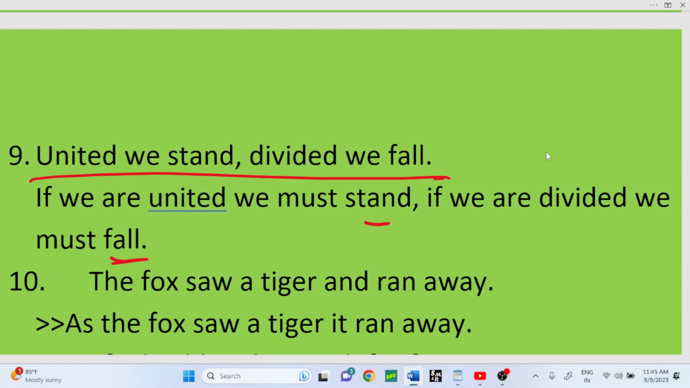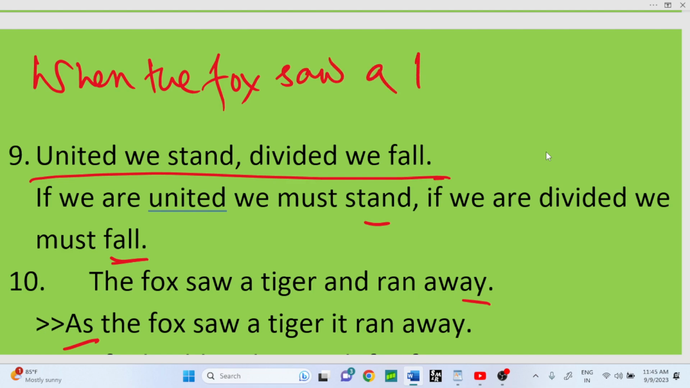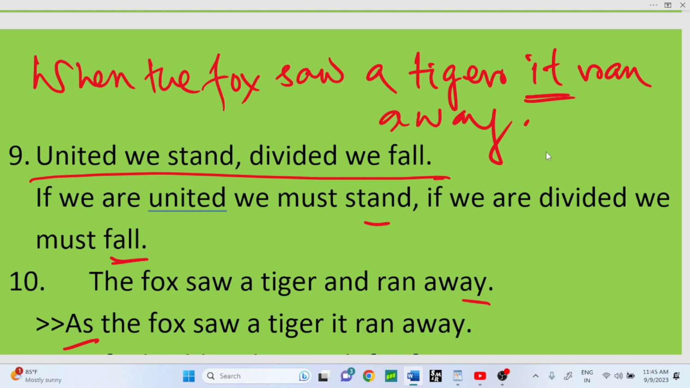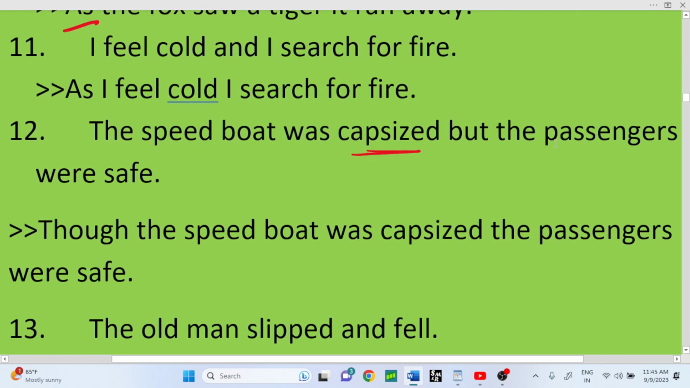The fox saw a tiger and ran away. As the fox saw a tiger, it ran away. Instead of as, you may use when. When the fox saw a tiger, it ran away. See the use of it, because it's not a human being, so we have to use it there. Number 11. I feel cold and I search for fire. As I feel cold, I search for fire. Or when I feel cold, I search for fire.